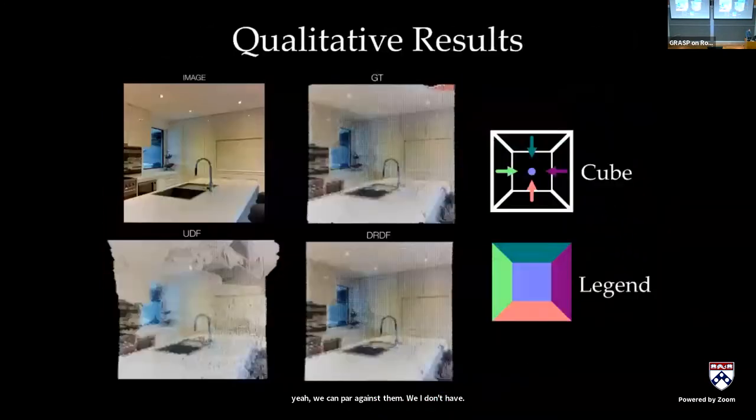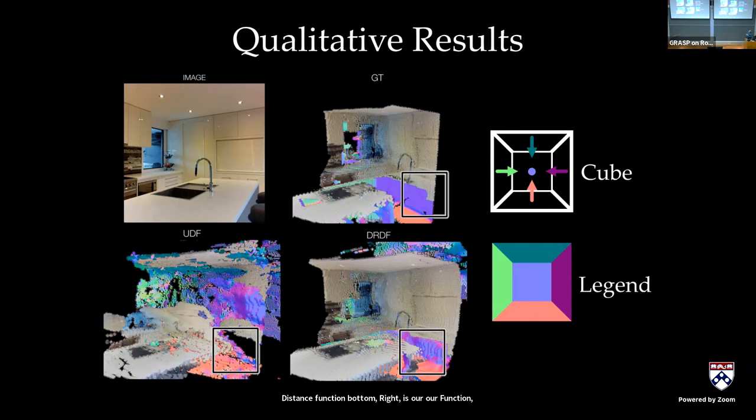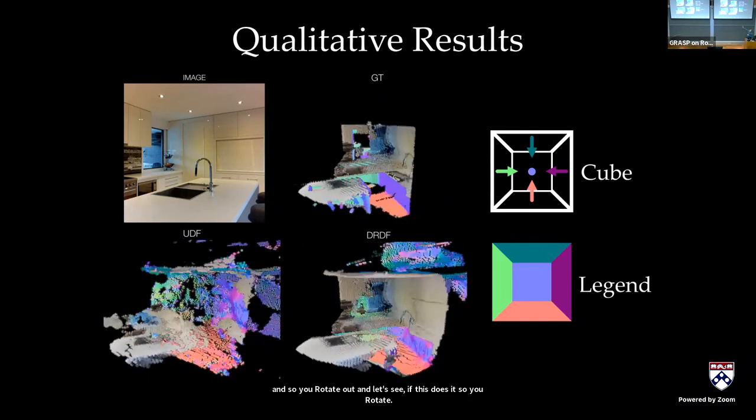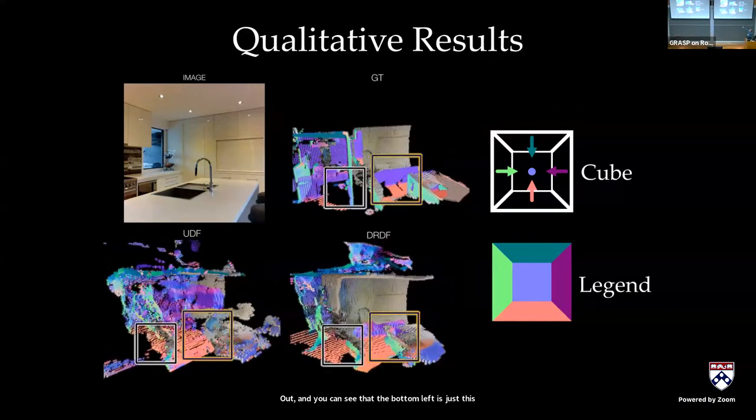Let me just show you where we started and where we ended up. The top left is the image, top right is ground truth. Bottom left is the unsigned distance function, bottom right is our function. And so you rotate out, and let's see if this does it. You can see that the bottom left is just this big mess. We're really unable to successfully get unsigned distance functions to train on these scenes and produce reconstructions. The bottom left is just very, very difficult and doesn't produce good results.